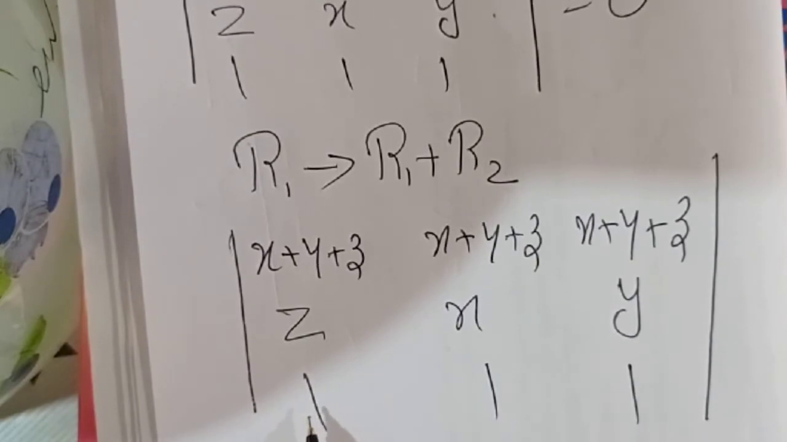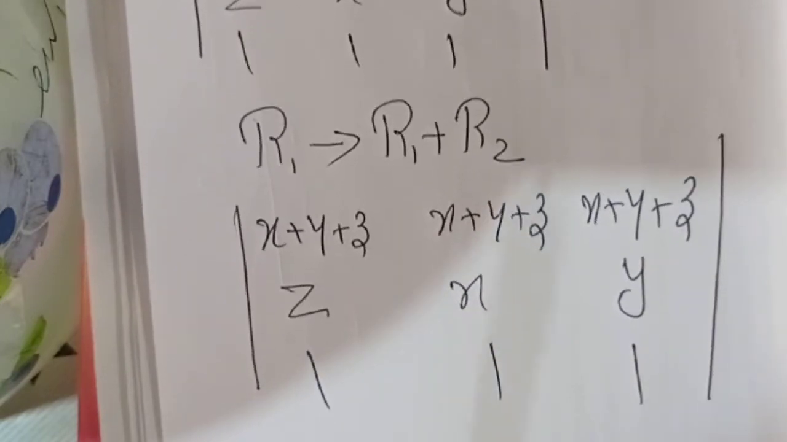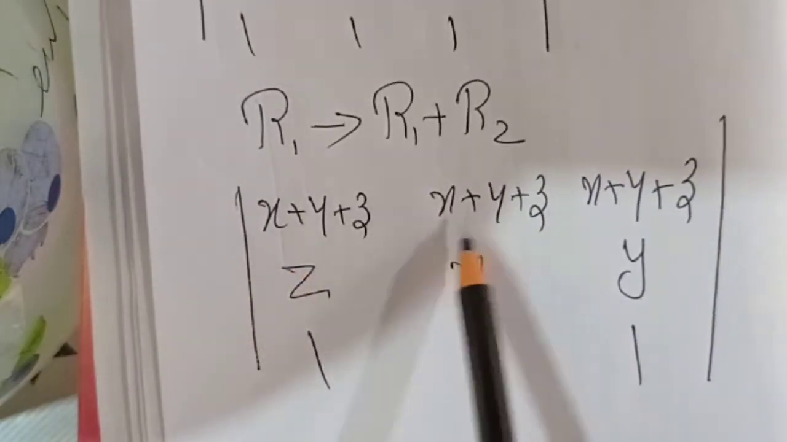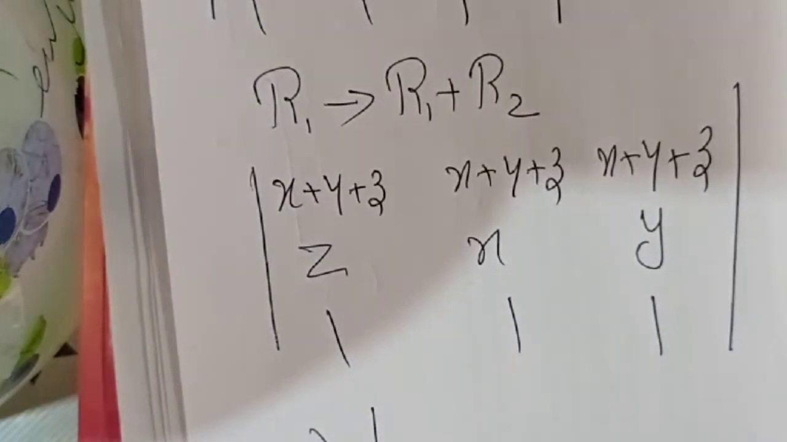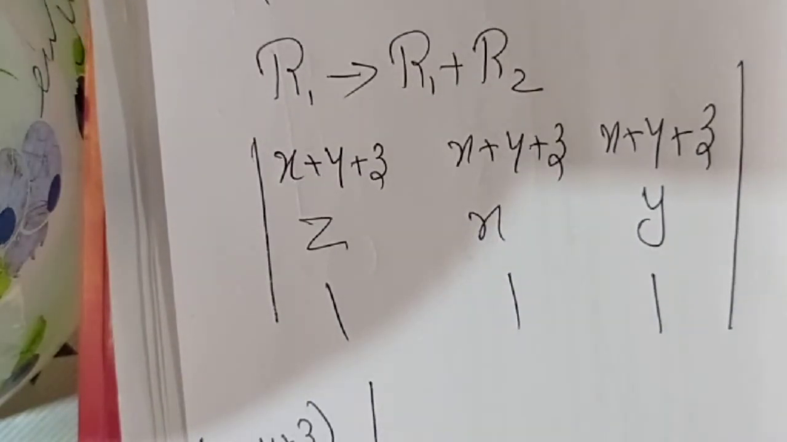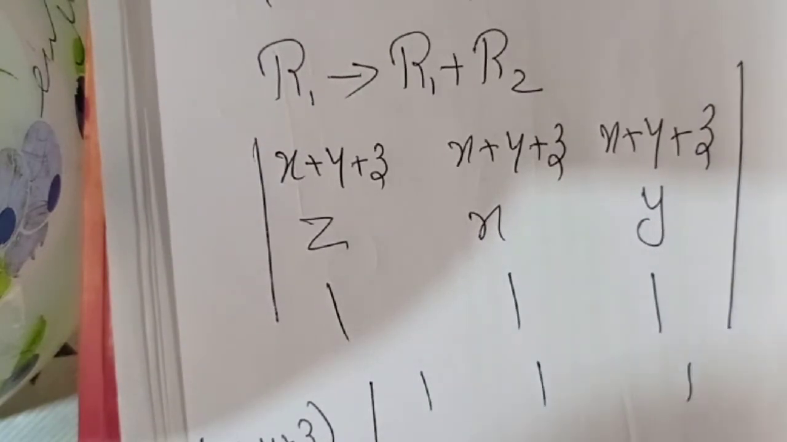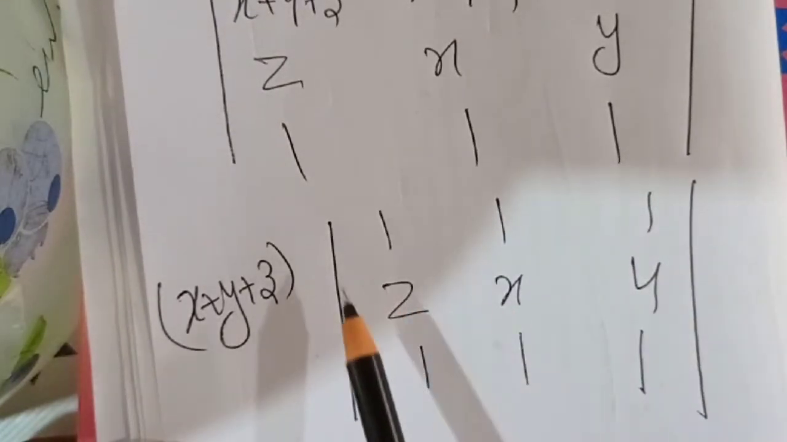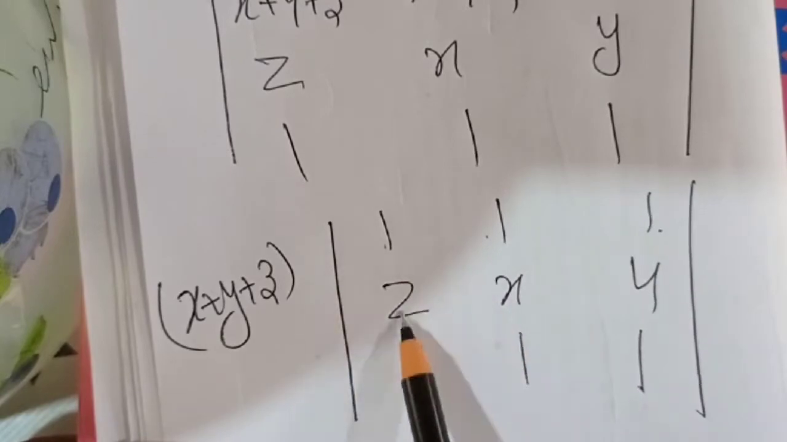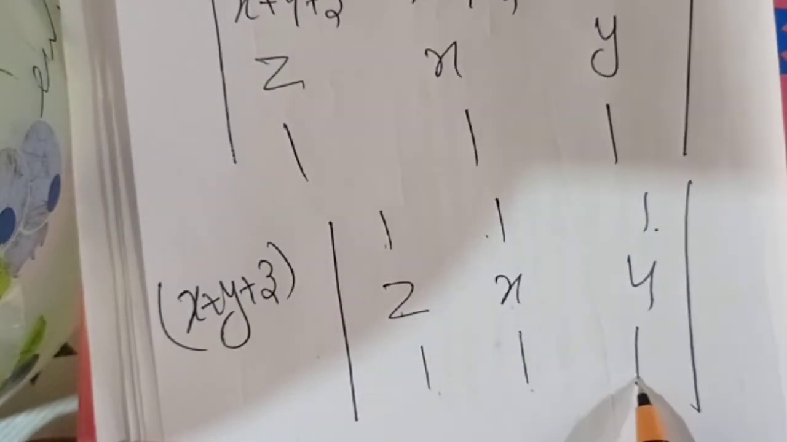Say the answer. In any row or in any column, if there is a common factor, you can take the common factor outside. x plus y plus z, x plus y plus z, x plus y plus z. What is common? Very good. x plus y plus z is common. Say the answer loudly: x plus y plus z common. Look at the board. x plus y plus z we take outside. Therefore, the determinant changes to 1, 1, 1; z, x, y; 1, 1, 1.